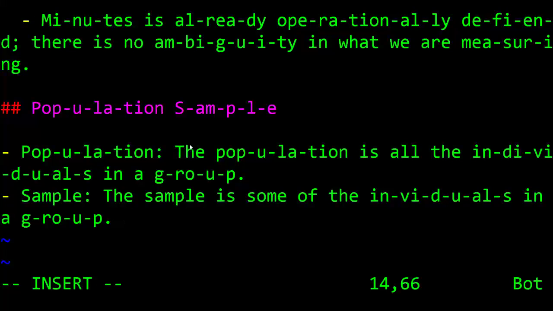So population and sample. Populations and samples. The population is all individuals in a group. The sample is some of the individuals in the group.